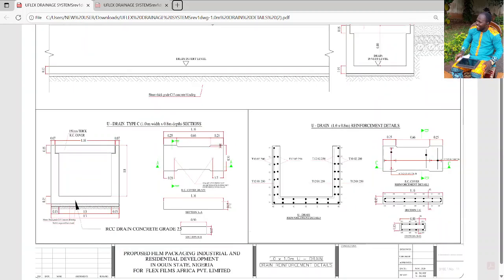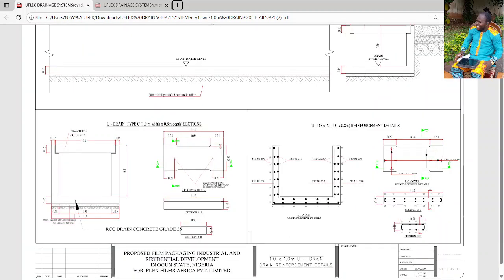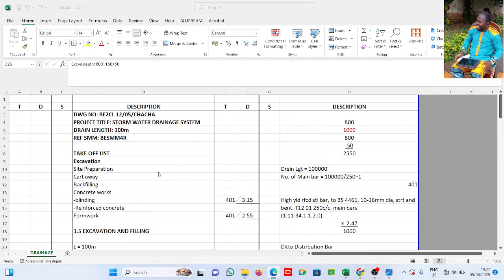All right, so let's see how this is going to be achieved. So this is what we have here. This is the drain. We're working for a 100 meter drain. This is drain drawing number B2CL1205 Chaka, stormwater drainage system with length of 100 meter. Reference SMM is BSMM4R, and of course you need to prepare your takeoff list.